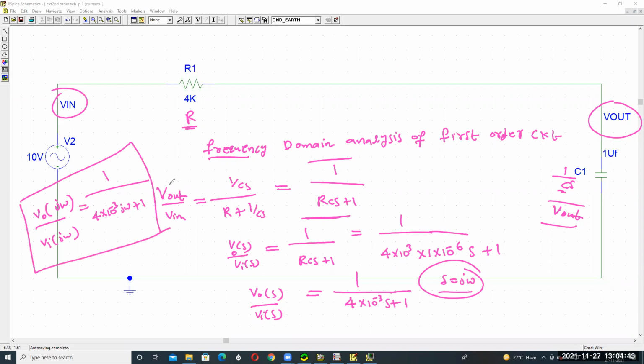For this, we have to draw a magnitude plot and a phase plot. First, the magnitude plot, the magnitude of V naught of S by Vi of S. This is one waveform, magnitude versus frequency. And next, the phase plot. First one is called the magnitude plot, and the second one is called the phase plot.